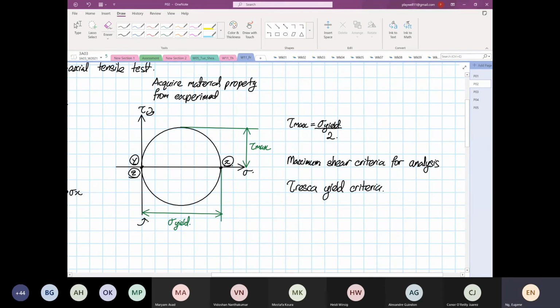Can anyone see how I write the word Tresca? Can anyone say anything about the alphabet that I use? The capital T is a tau. Yes, I use tau, because Tresca is spelled Tresca. I deliberately put a tau to help you all remember that it's based on shear.